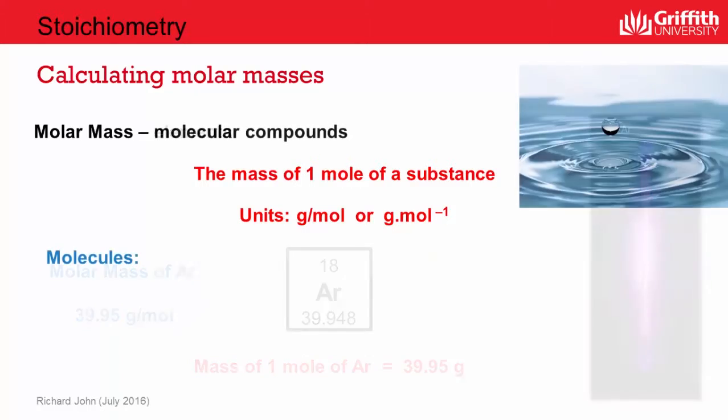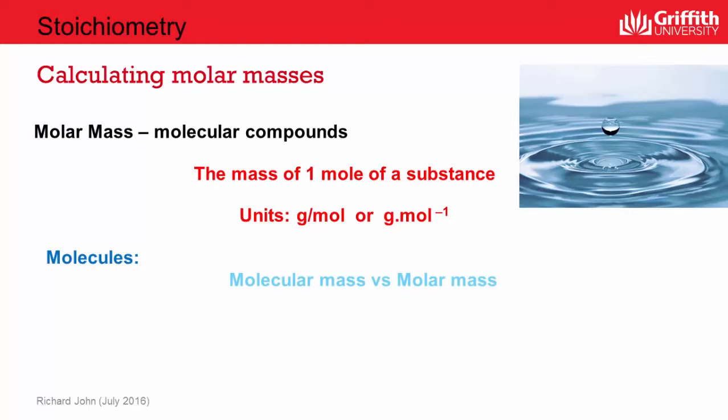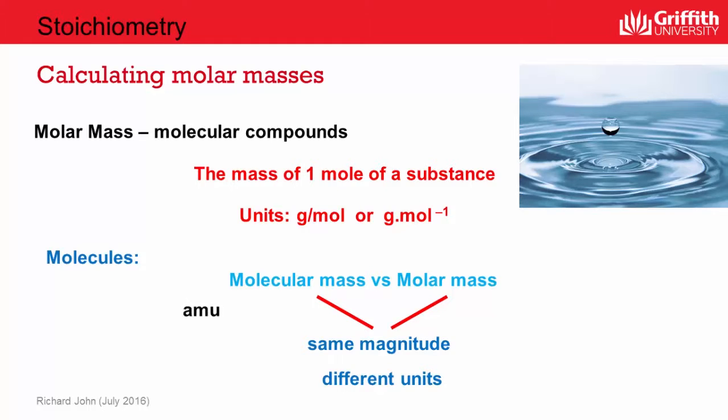Now for molecules, the two things that we're comparing are not atomic mass now, but molecular mass versus molar mass. But again, the molecular mass for a substance and the molar mass for that substance will have the same magnitude but different units. Molecular mass, like atomic mass, has atomic mass units as the unit, whereas molar mass is grams per mole.